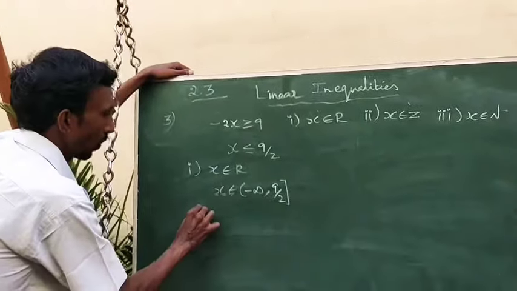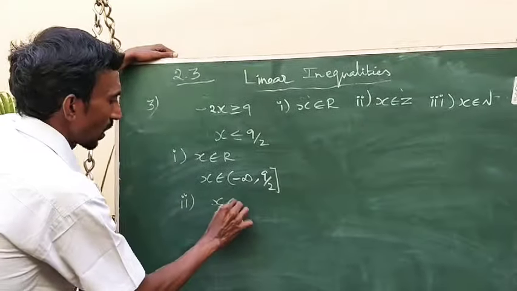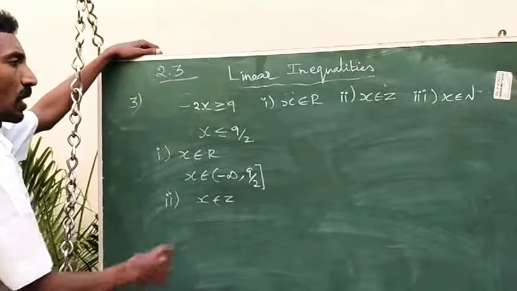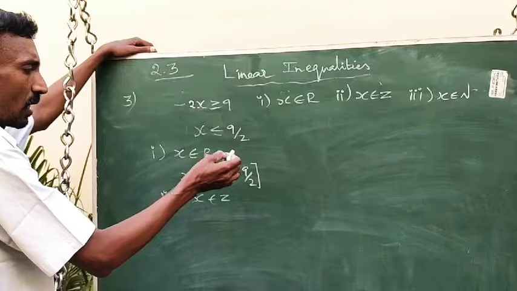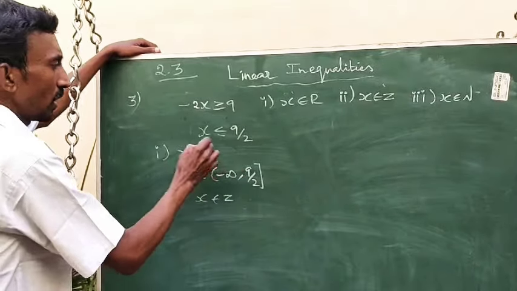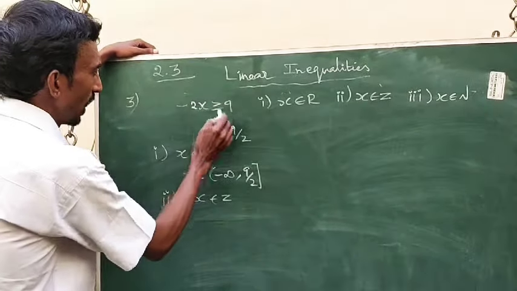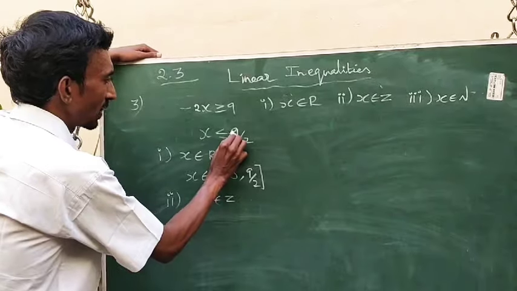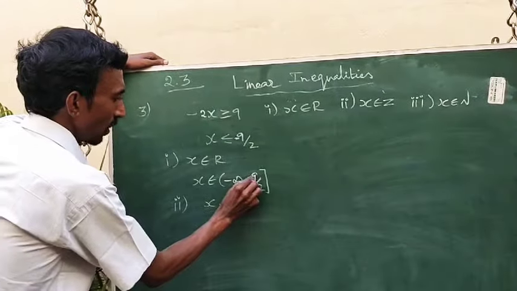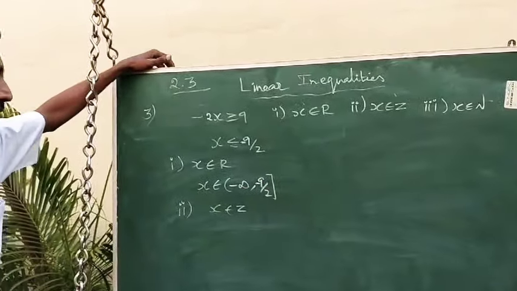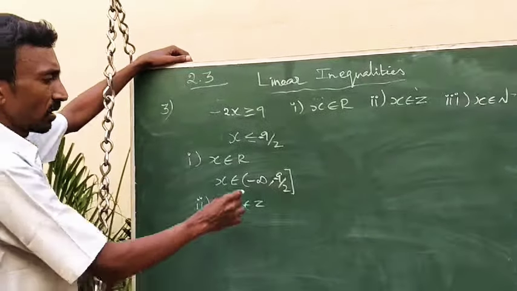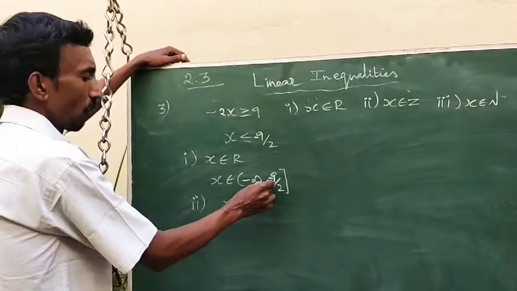Okay. Second one, x belongs to Z. For the particular condition, what are all the real, sorry, there is a mistake. If you are multiplying by a negative, here we are getting a minus sign. So here we have to put minus. So minus 9 by 2. So minus infinity to minus 9 by 2, or 4.5.